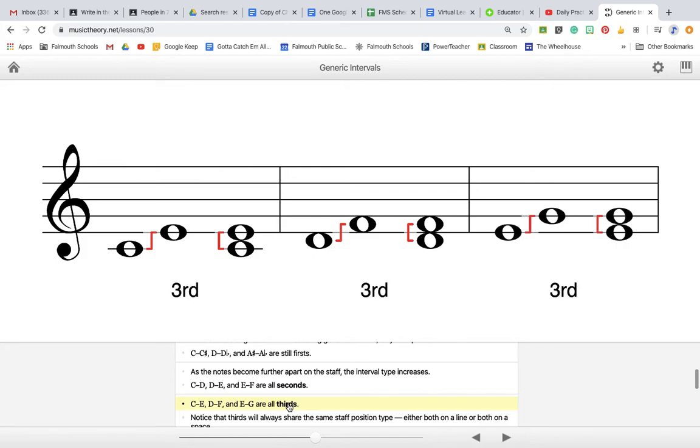As we move on, we have notes like thirds. Notice that if it starts on a line, it goes to the next line. If it starts on a space, it goes to the next space. So third would be C to E, D to F, E to G. If we're talking about that in solfege, that would be do, mi.